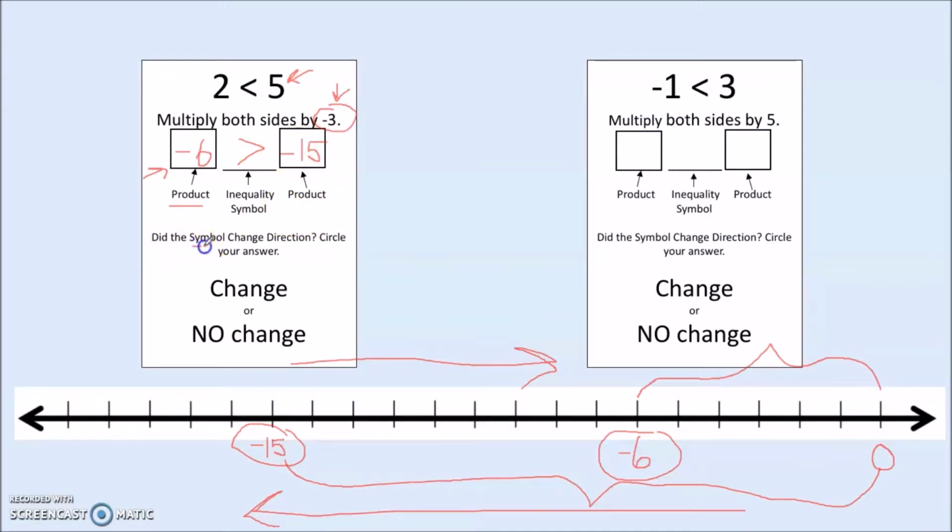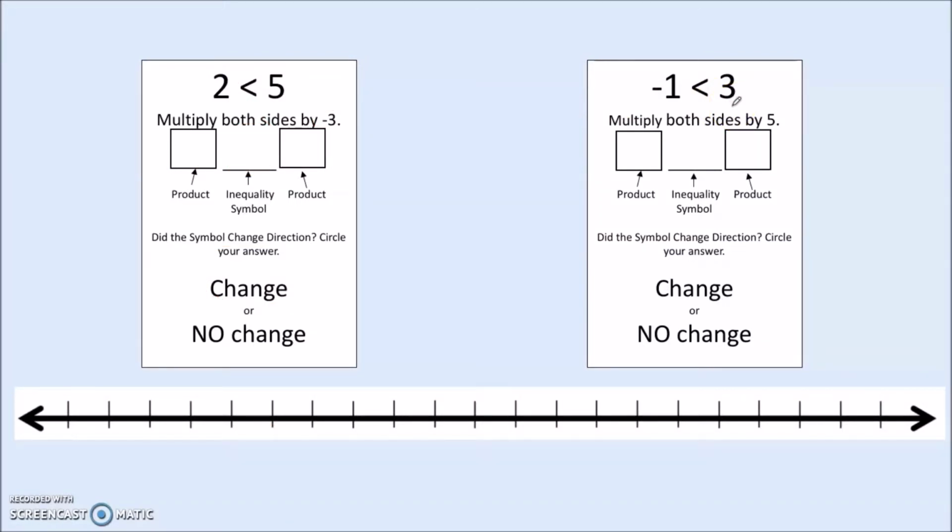Did the symbol change direction? We started with a less than symbol and it became a greater than symbol. So there was a change in the direction of the inequality. Let's move on to the next example. Multiply both sides by 5. -1 multiplied by 5 gives you a -5. And 3 multiplied by 5 gives you a product of +15.